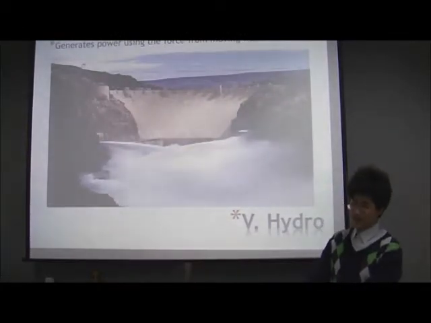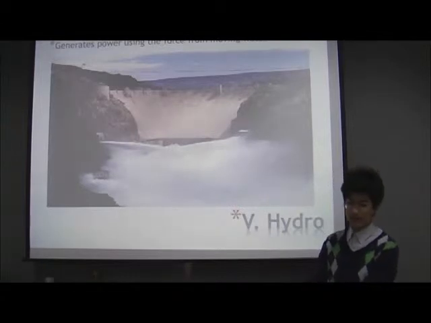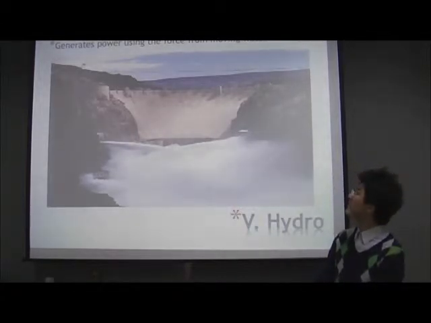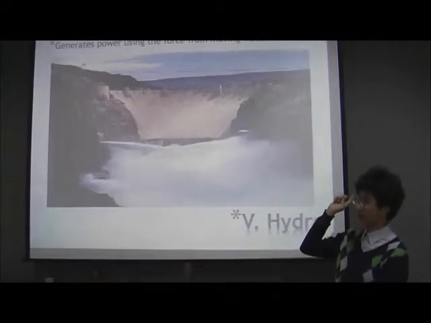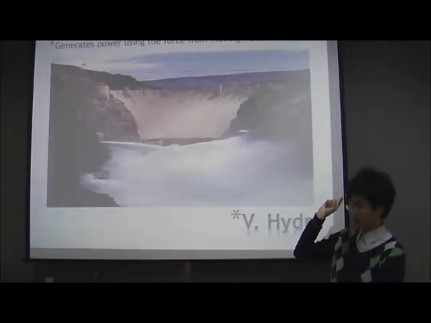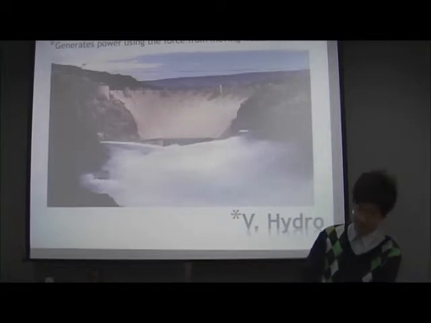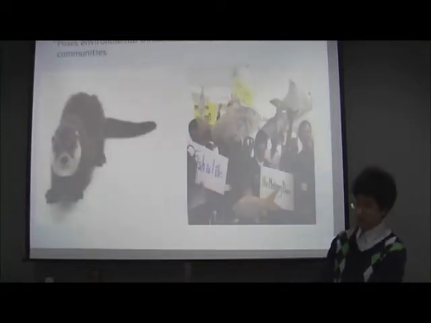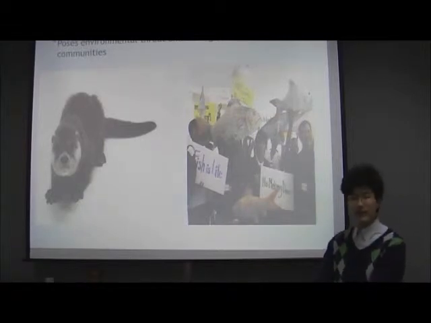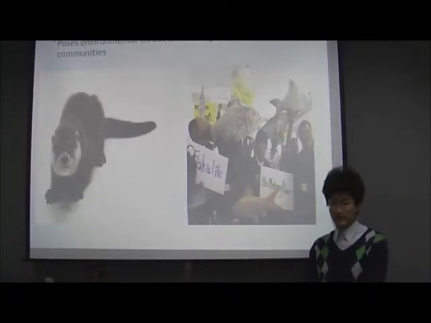Another alternative energy is hydropower. It generates power using the force of moving water. And this is the Hoover Dam, which is located on the state boundary between Nevada and Arizona. But the problem is that hydropower plants pose an environmental threat and damage existing communities.